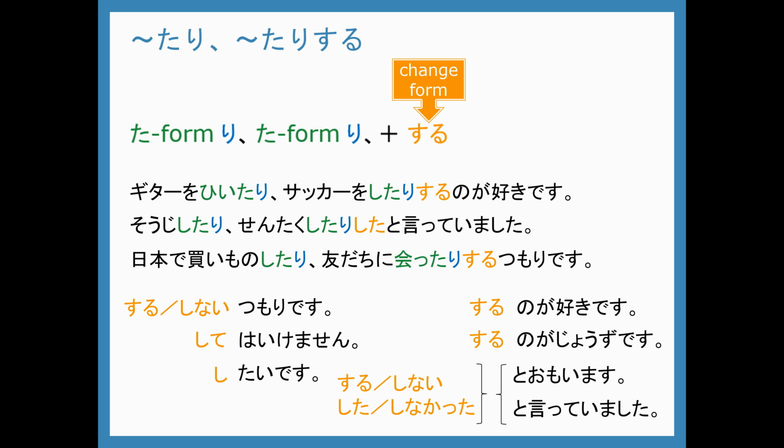する or しないと思います。する or しないと言っていました。した or しなかったと思います。した or しなかったと言っていました。So, I think I'll do it. I think they did it. They said they'll do it. They said they did it. Any one of those endings we can put with this たりする. The only part that we have to change is the する at the end.